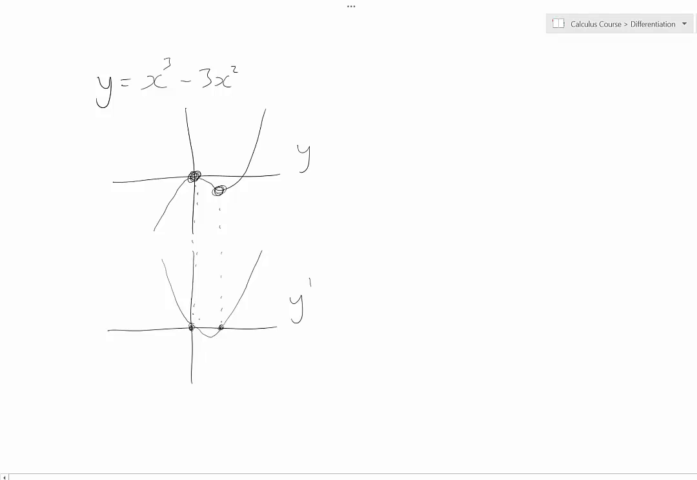Now, hopefully it's fairly clear from this then, to get the turning points, what we're trying to do is, if we come down to the bottom here, we're trying to find where our gradient function, y dash, is equal to 0. And that will give us our turning points. Or at least it will give us the x coordinates of them.